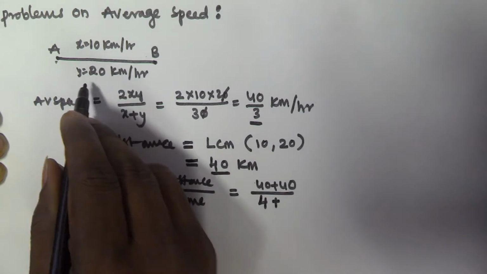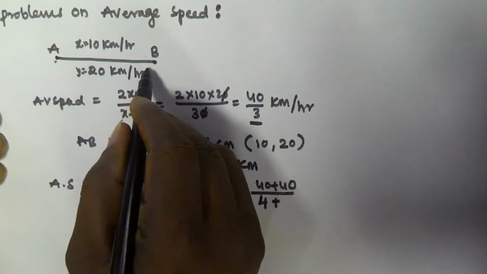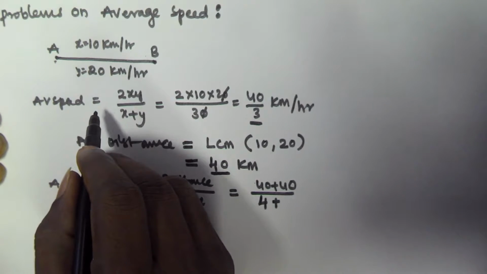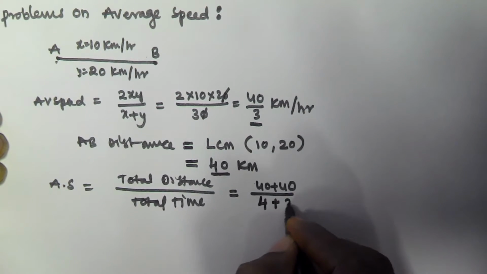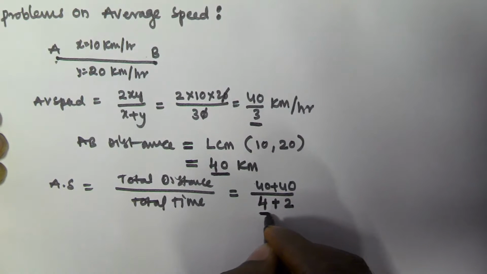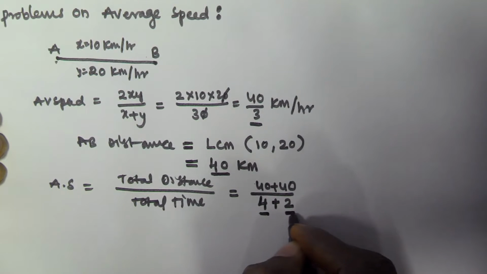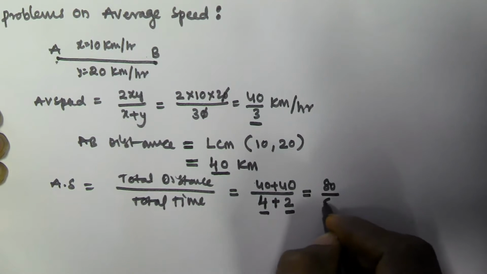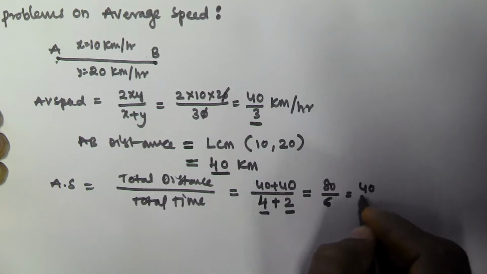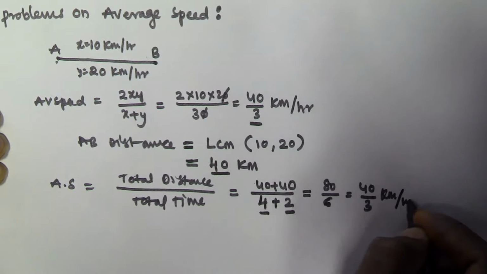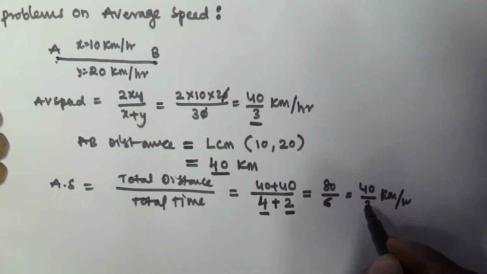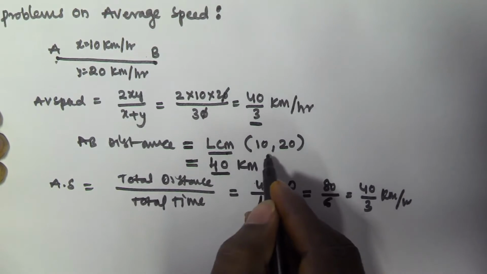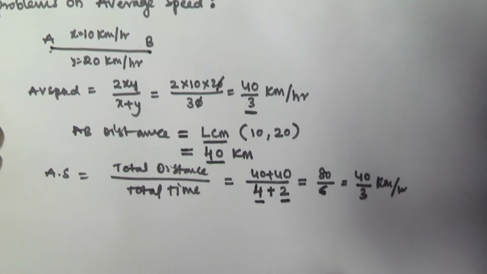And how many hours does the second one take? The second leg is traveled at 20 kilometers per hour from B to A, and the distance is 40 kilometers, so the time taken is 40 by 20. That is 2 hours. So this is the total time. Time taken from A to B is 4 hours and from B to A is 2 hours, so the average speed is 80 by 6, which is equal to 40 by 3 kilometers per hour. So here also we got 40 by 3, and in both cases the distance is constant and we took it as the LCM of both the speeds. Okay, let's see another problem.